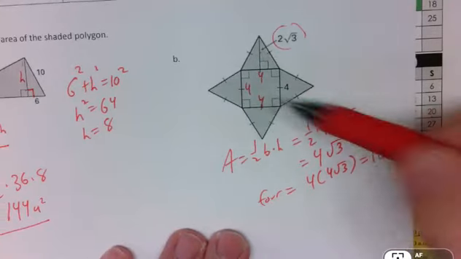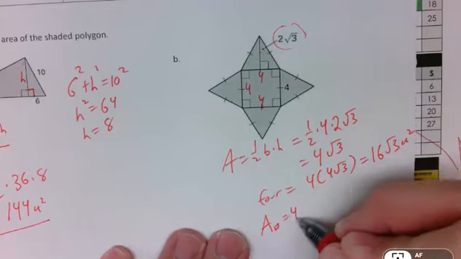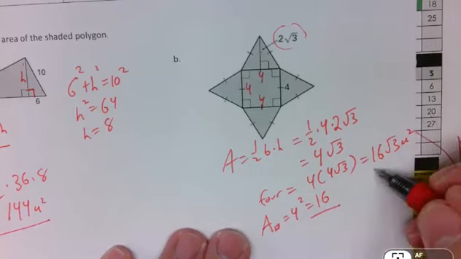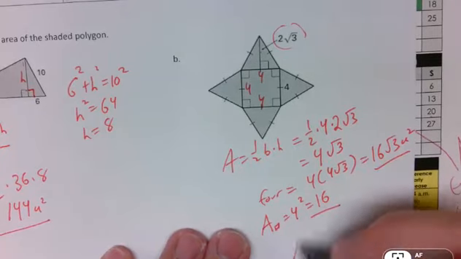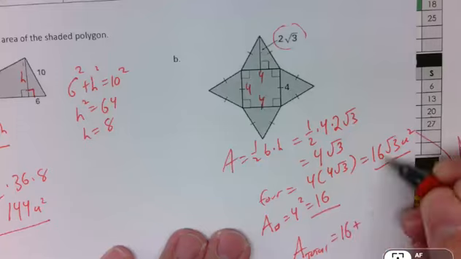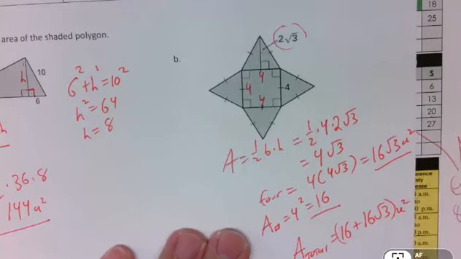I still have to add in the area of the square, though. That's the easier part. The area of the square is just 4 times 4, which is 16. So the area of the square plus the area of the 4 triangles, the total area is going to be 16 plus 16 square root of 3, and that's technically units squared.